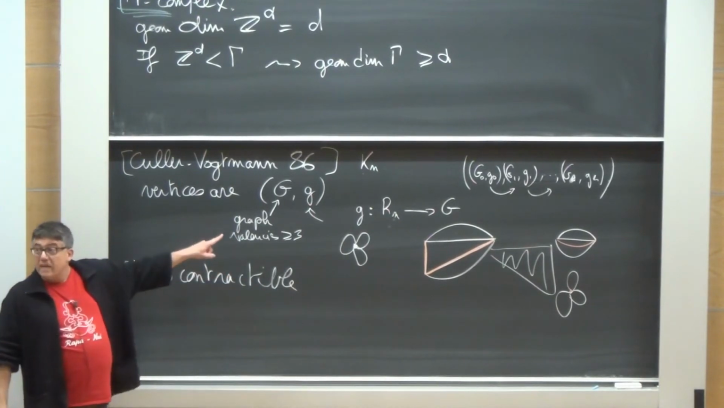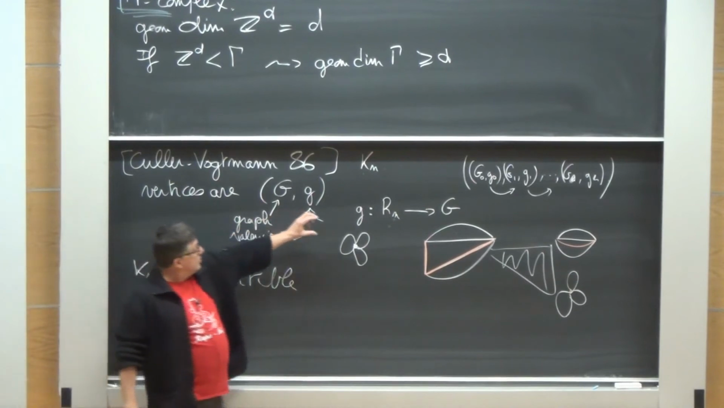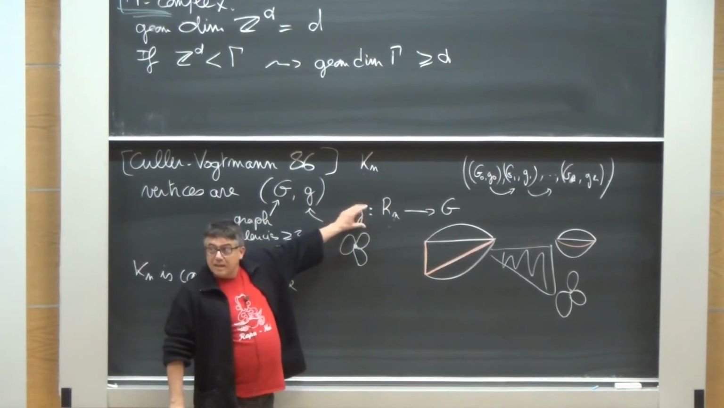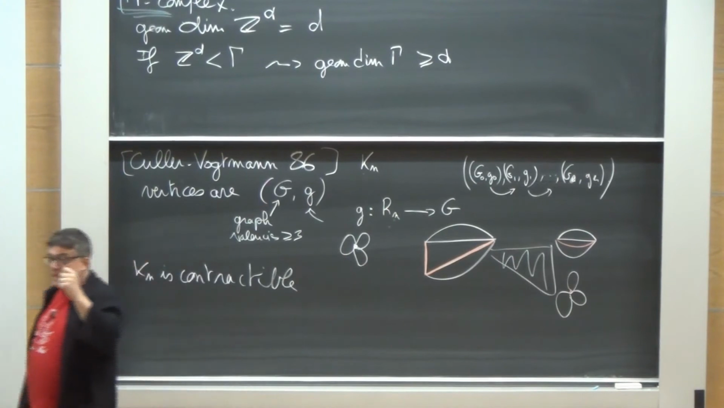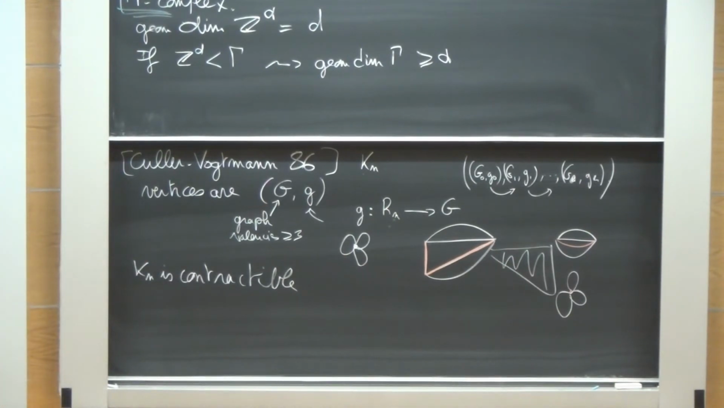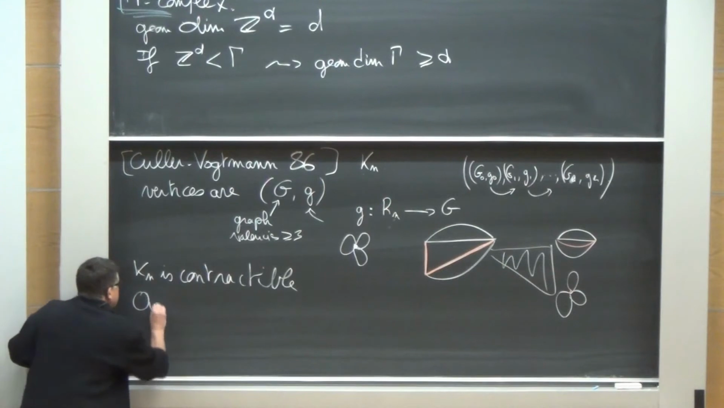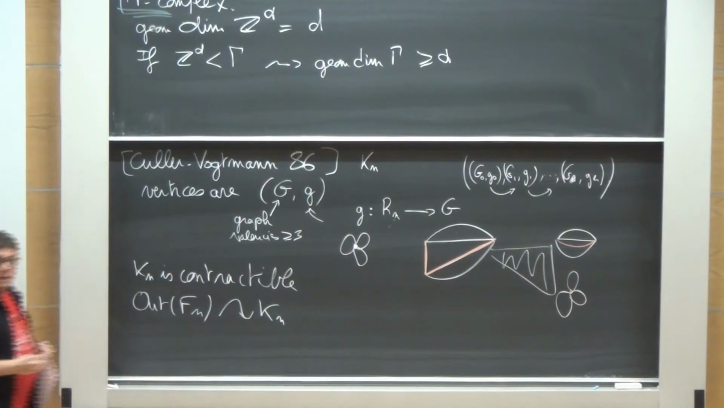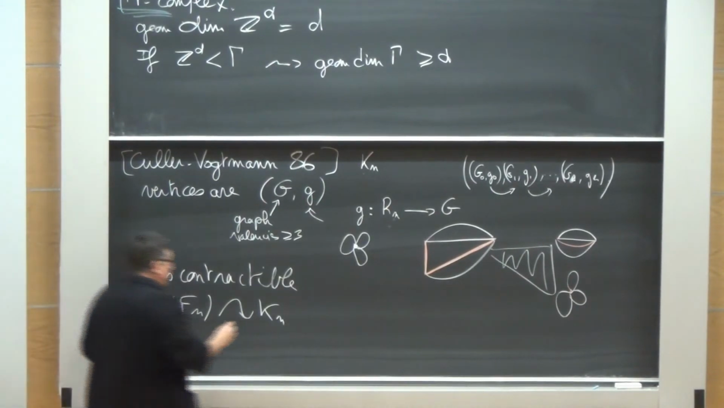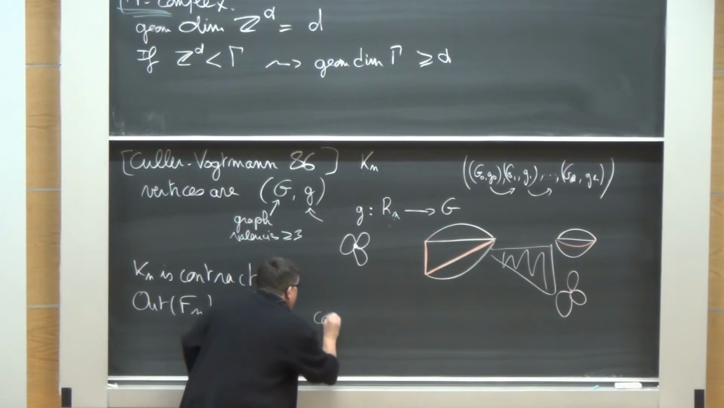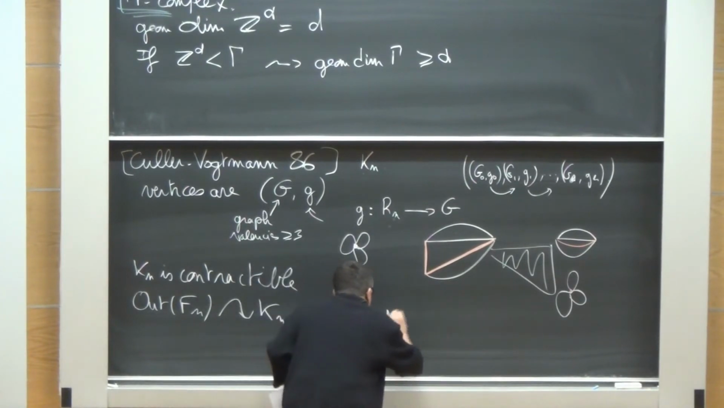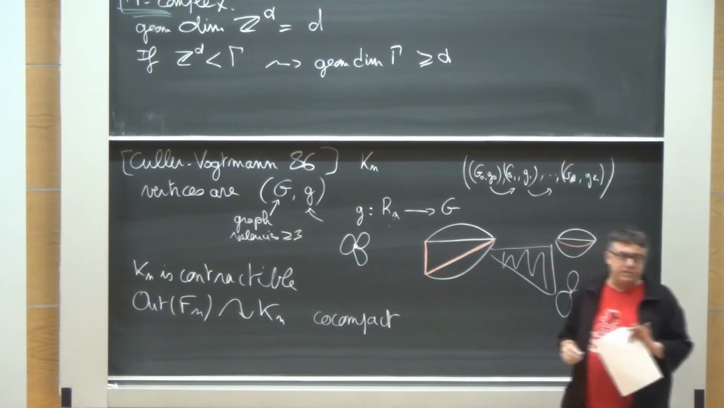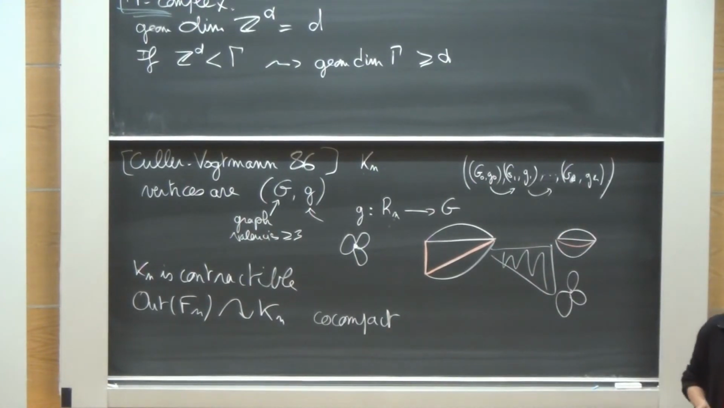It is equipped with an action of Out(Fn) by, well, precomposing here. You see, every element of Out(Fn) can be realized as a map from the rose to the rose. So you precompose by that. And so this gives you an action of Out(Fn) on Kn. Simplicial action. And this is co-compact. It is not exactly free, just for a simple reason.